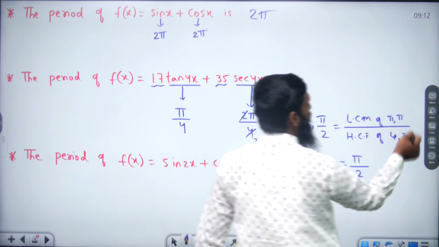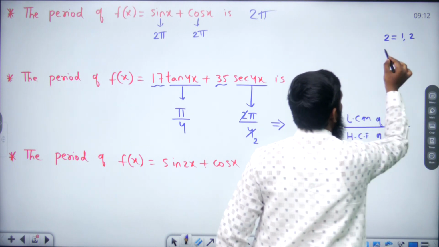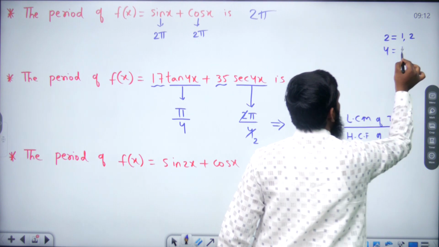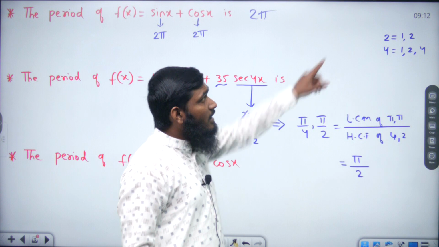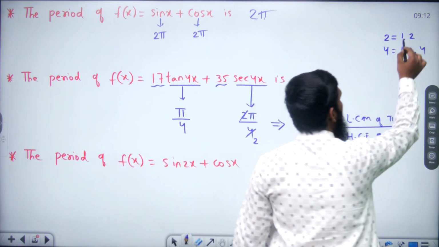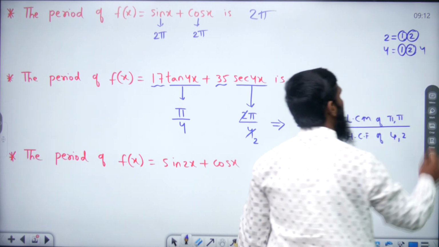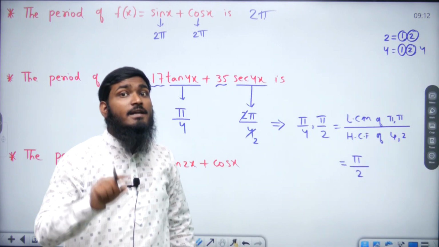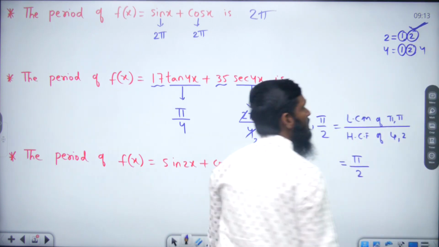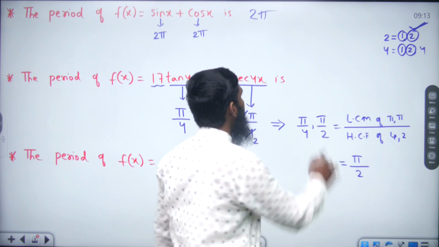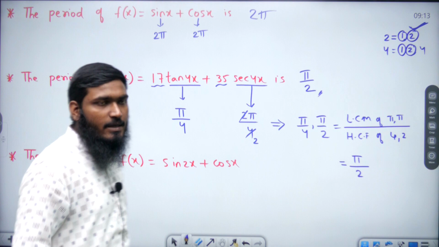Because for 2, what are the factors we have? 1, 2. For 4, what are the factors we have? 1, 2 and 4. So what are the common factors over here? The common factors are 1 as well as 2. But what we need is the highest common factor, so 2 we have to select. That's it. So 2 we have written. So what is the final answer we are getting for this? Pi by 2. That's it. Understood the concept? Now next question.